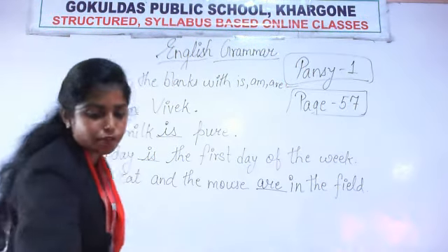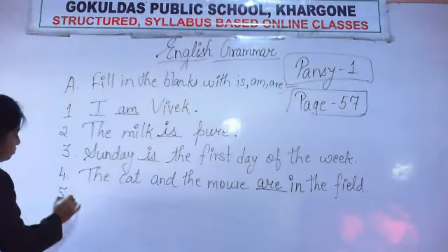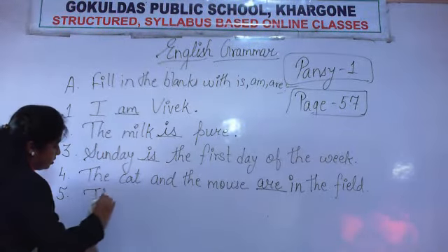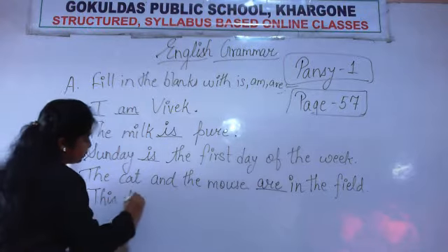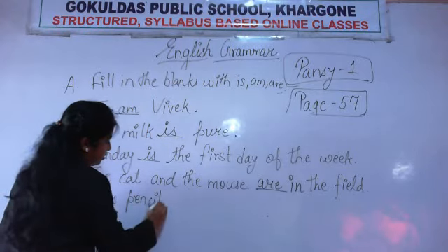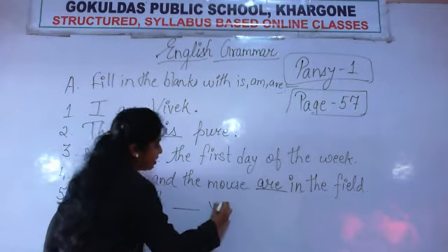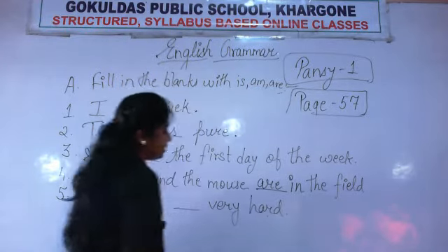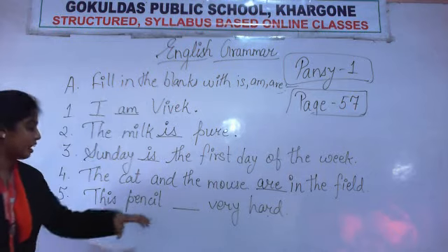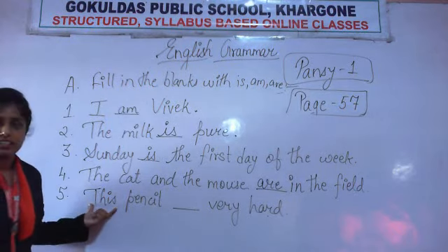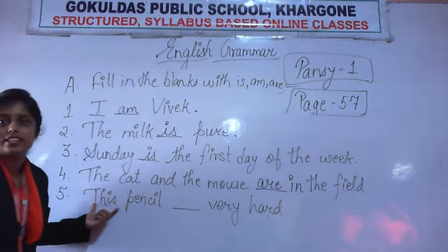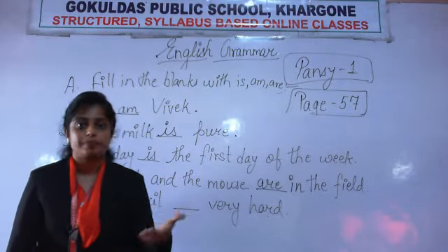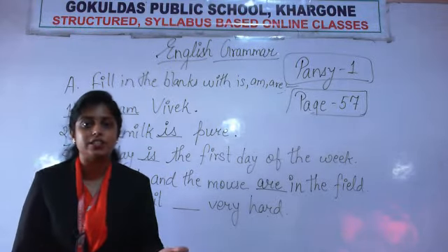Then sentence number 5 says, this pencil dash very hard. This pencil dash very hard. Okay, this pencil dash very hard. You can identify here that the sentence has "this". This is the subject of what? It is a singular subject, right?